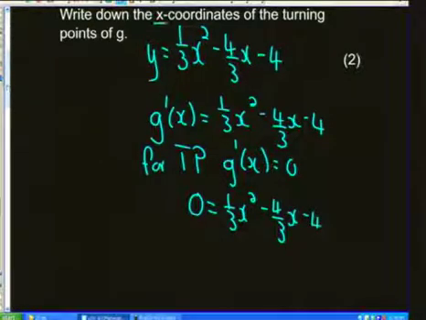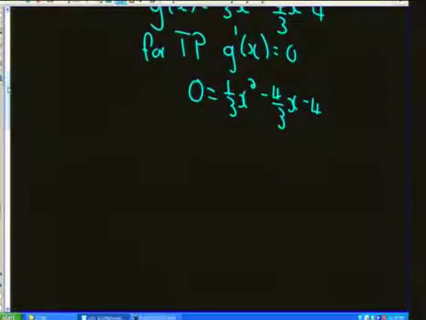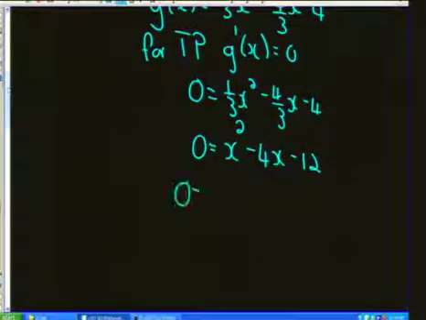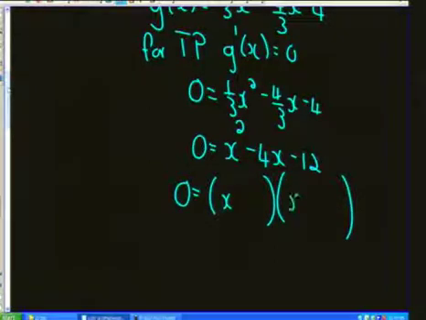Now notice they only asked for the x coordinates. They didn't ask for the coordinates. I'll explain why they did that in a moment. So first thing I'm going to do is get rid of the fraction by multiplying by 3. So I've got x squared minus 4x minus 12. And then I'm going to factorize that. x and x, 6 and 2, a minus and a plus.